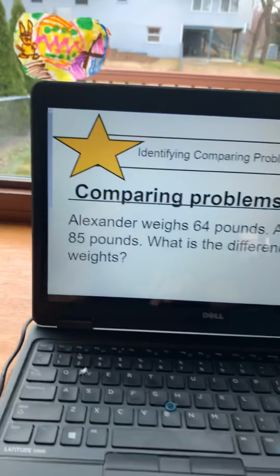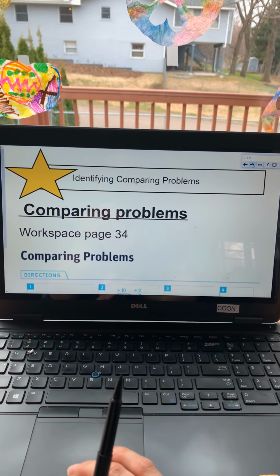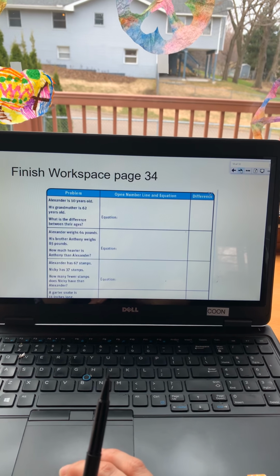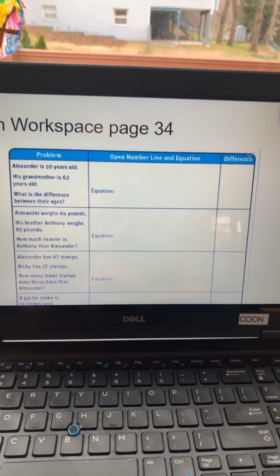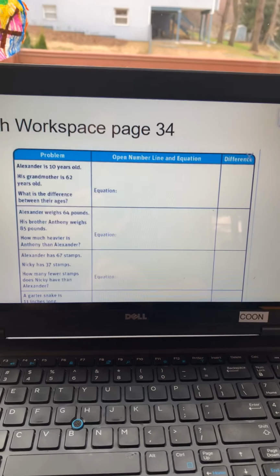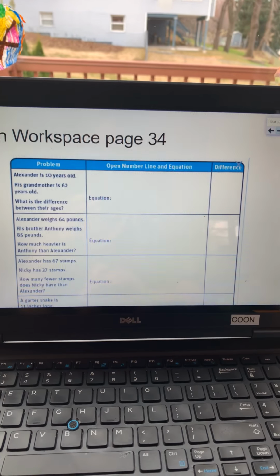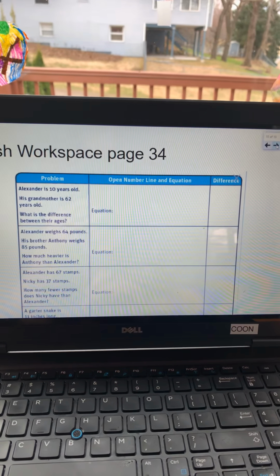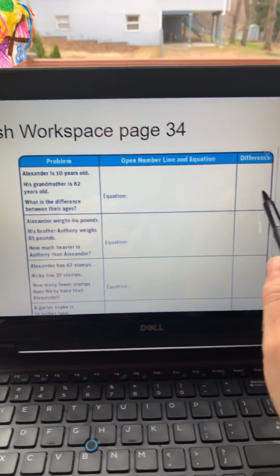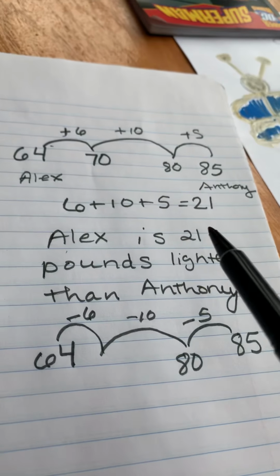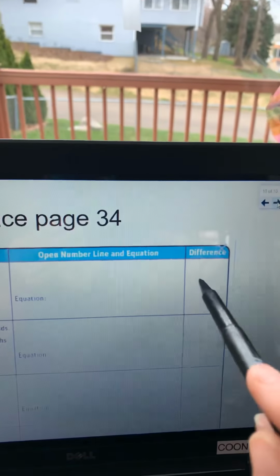Okay, so if you have a math book, I've dropped most of your math books off to you. You're going to do workspace 34. It looks like this. I'm going to put this into a Google form, so those of you who are with me online can do this on a Google form. But if you don't, just do it in your workbook as well. Do an open number line up here, an equation, and then tell me the difference. Remember, the difference is the answer. So when we did these problems, the difference is what you add up. So 21 would be the difference. And you would put that right there.